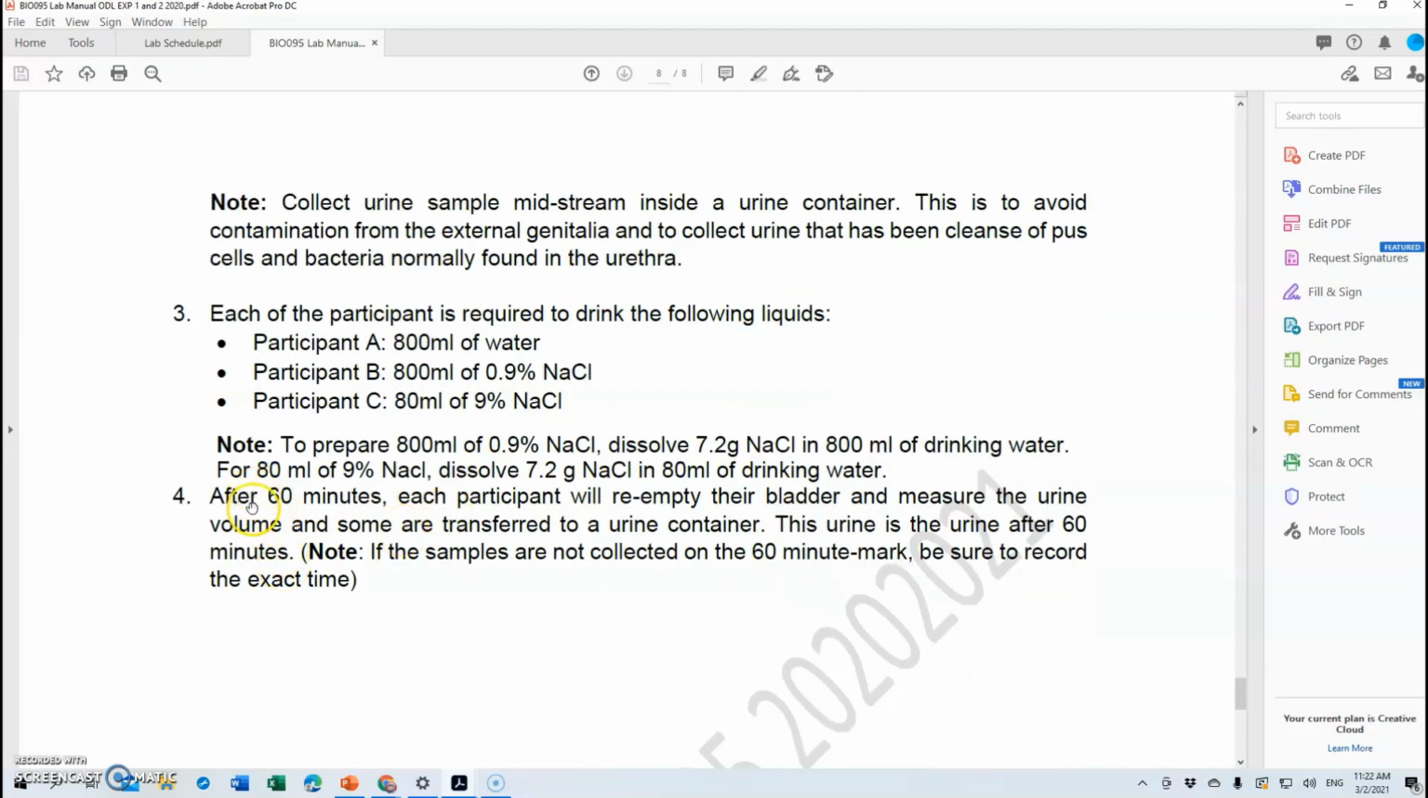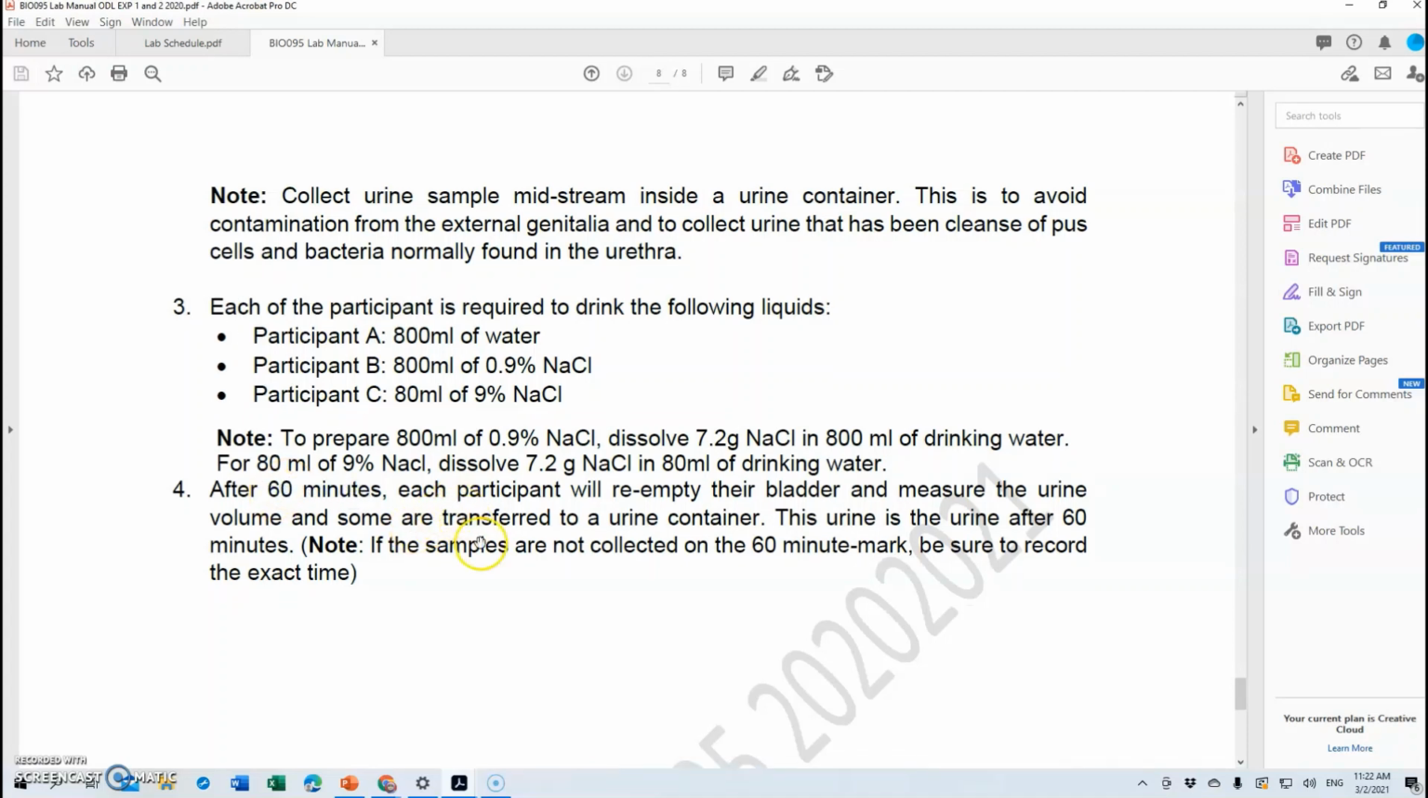After each of the participants has drunk the respective liquids, you have to wait for 60 minutes. Make sure within this 60 minutes you do not drink any other fluids or eat, as this will influence the final urine collection later. So make sure you do not drink or eat within this time range.